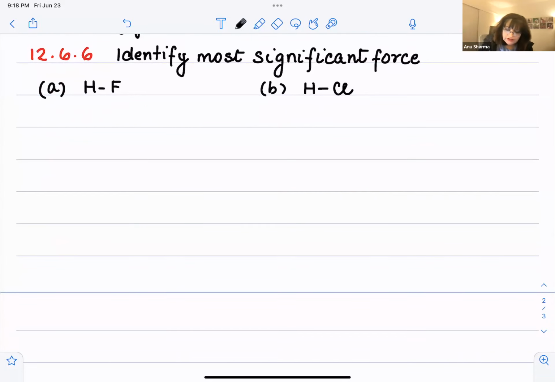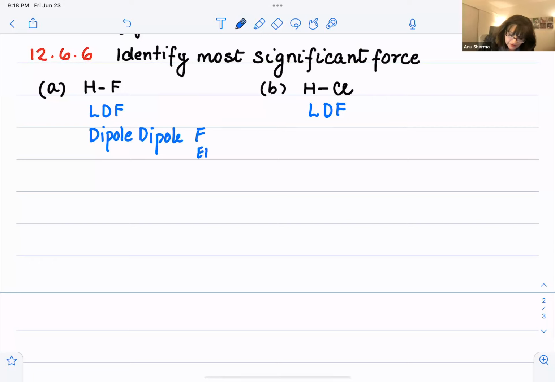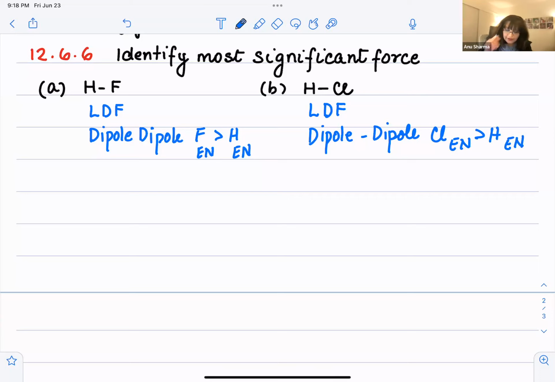Next is identify the most significant force. Now, like I said, the London dispersion forces are present in both the molecules. Both of them will have the dipole, because fluorine is more electronegative. So dipole is present in this. Fluorine electronegativity is higher than hydrogen. So this is the reason why dipole is present. Here also dipole is present, because the chlorine electronegativity is higher than the hydrogen electronegativity. So as a result, what do you see? The next thing is just the London dispersion.